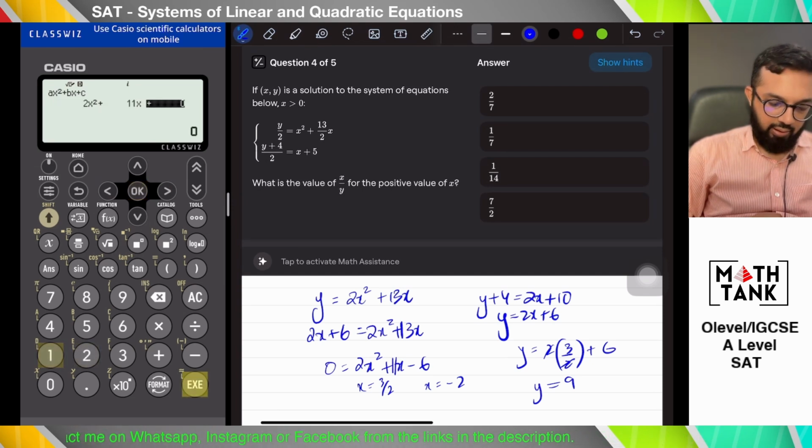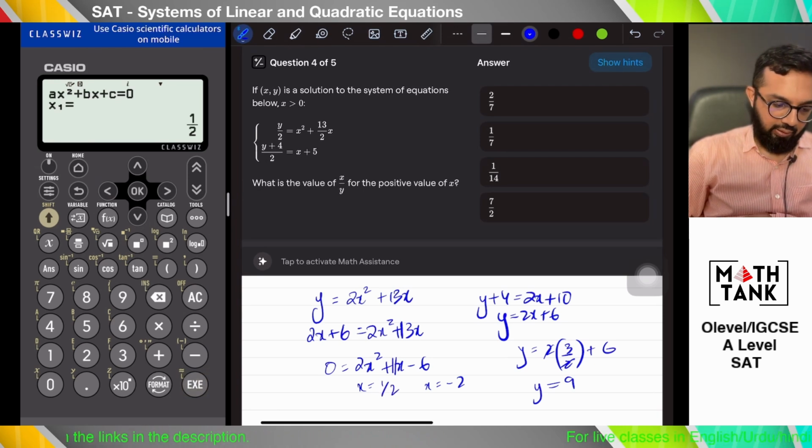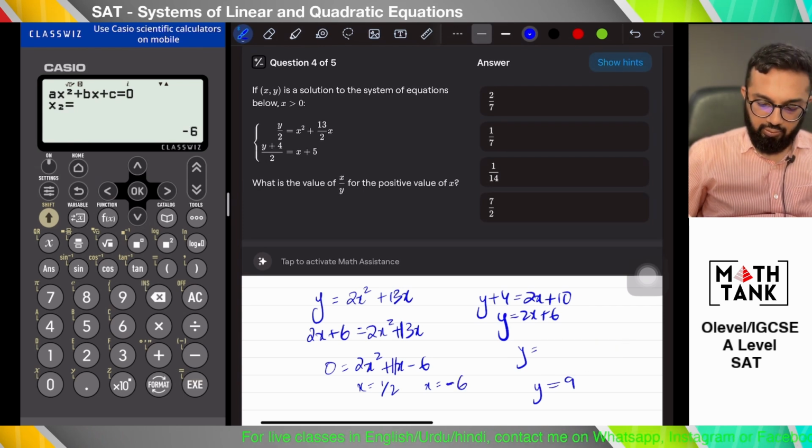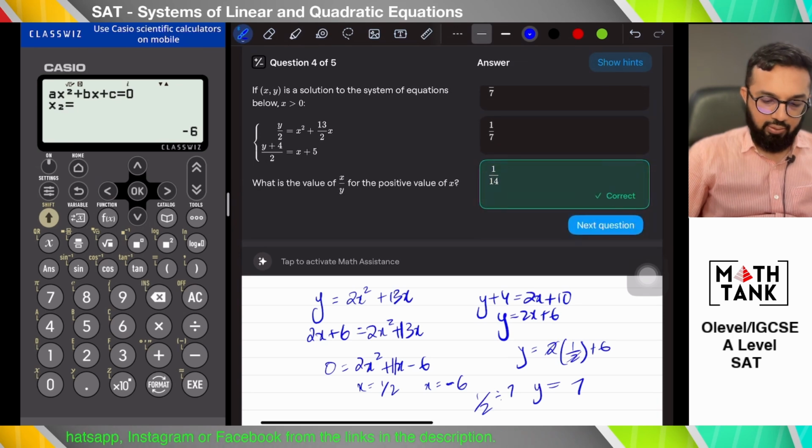2, 11, and minus 6. Half and minus 6. It's 7. So half divided by 7 will give me 1 over 14.